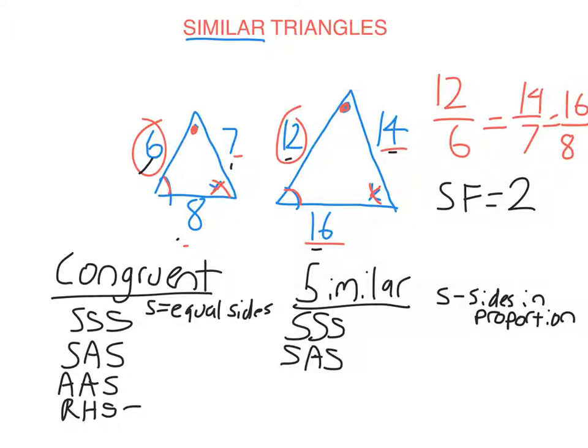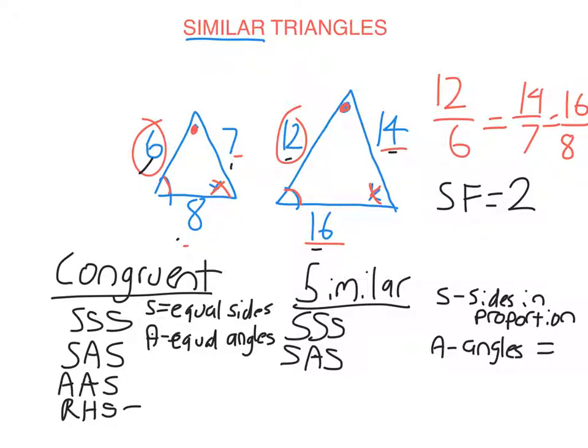Again, A still means angles equal. A means the same for similarity and congruent. It's just the S that's different. So in congruent, A means equal angles as well. So SAS means two sides are in proportion and the angle between those sides is equal.